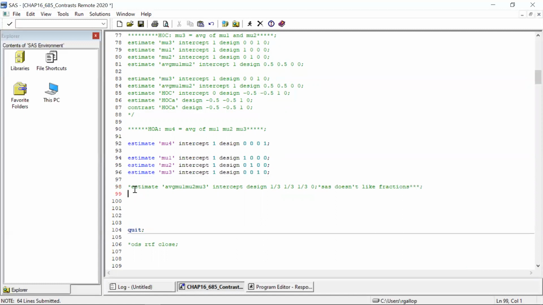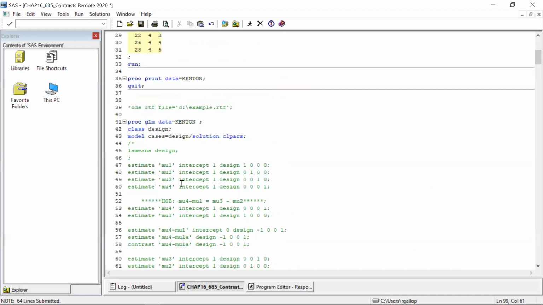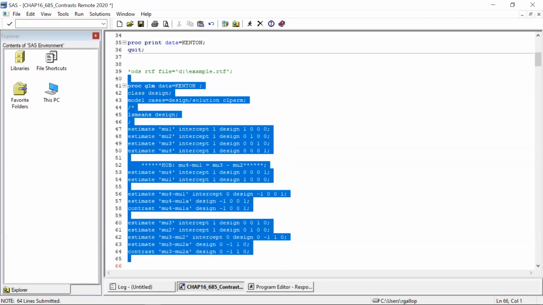SAS doesn't like fractions. So, okay, let's go here. Average, mu1, mu2, mu3, if I could type. Okay, so we do the same thing. Actually, I'd also made that mistake there as well. Intercept, so now I'm going to go here. Design. Let's go ahead and leave it like that. So okay, 1/3, just make it 0.33. Okay, so let's go ahead and run this.